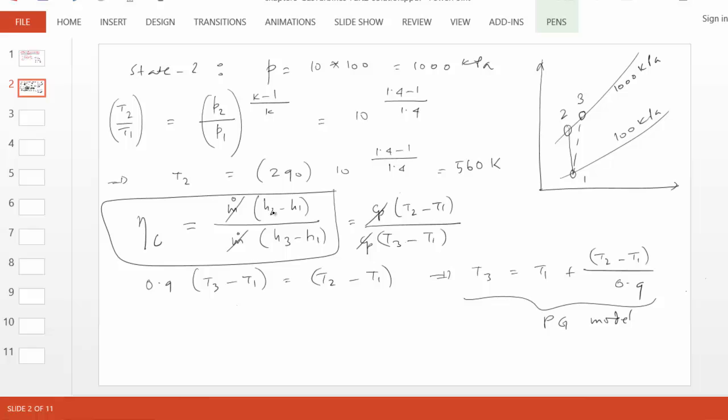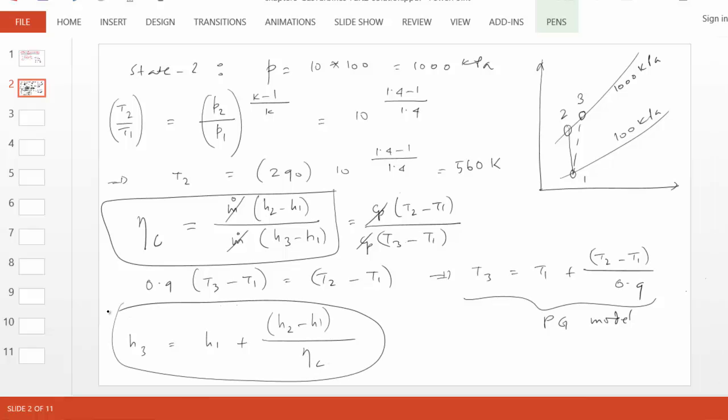So this will give us H3 equals H1 plus (H2 minus H1) divided by eta C. This is a stronger relationship between 3, 1 and 2, because it will work for any model, whether it's PG model or IG model or even PC model in the future. Anyway, to solve the problem manually, we will use the relationship for the PG model. T1 is known, T2 is known. Plugging them in, if you do the calculation, you'll get T3 approximately 590 Kelvin.